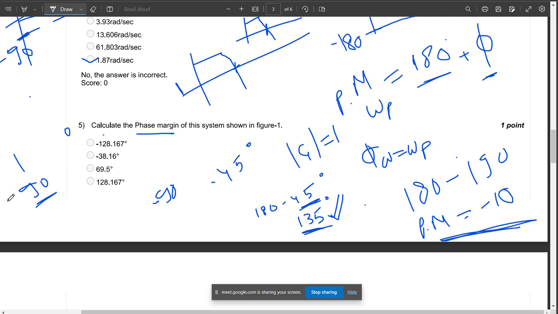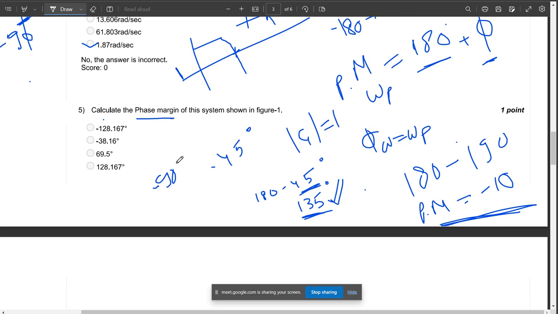For this case, phase margin will be less. Okay, understood. Yeah, very good. So where we were, we were trying to find out the phase margin. So try to find out the phase margin for this question, and then we'll move ahead.